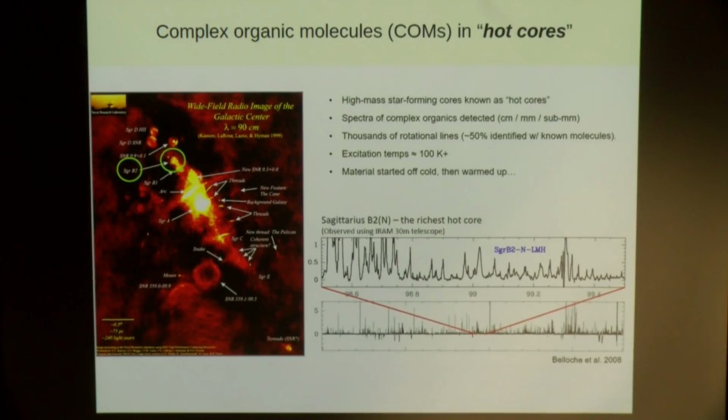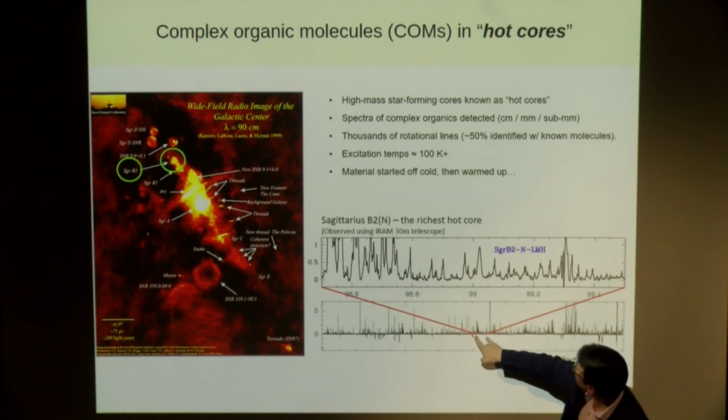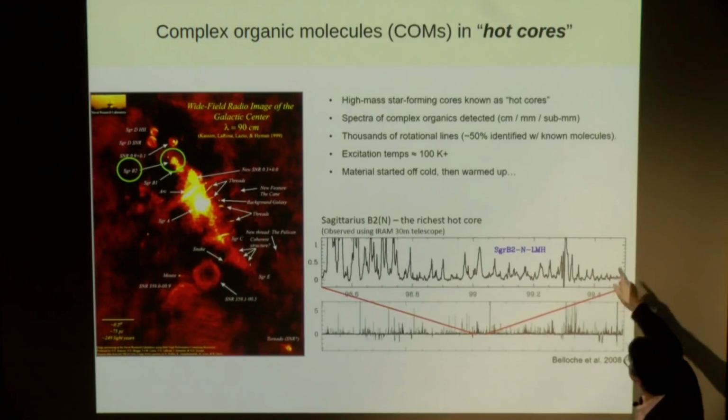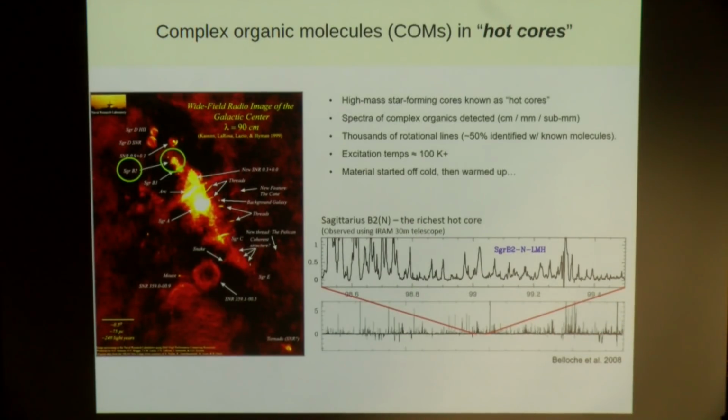The spectra, though, are incredibly rich. This is actually an old spectrum that my colleague Arnaud Beloche took using the IRAM 30-meter telescope. This is a single-dish observation. What you see here, toward Sag B2N, is this broadband spectrum, and above it a zoomed-in portion with lines all the way through. Almost every feature here is an actual emission line from a molecule. So most of this is not noise. They are actually features from molecules.